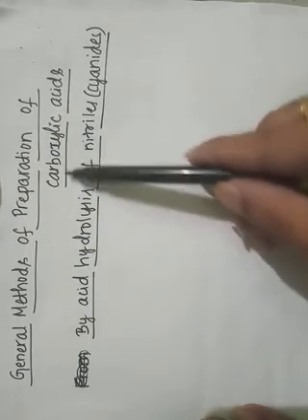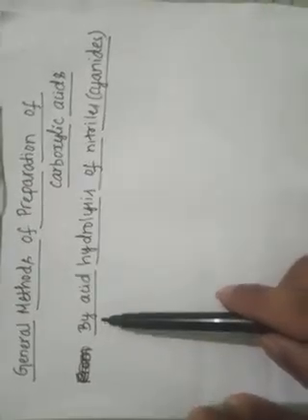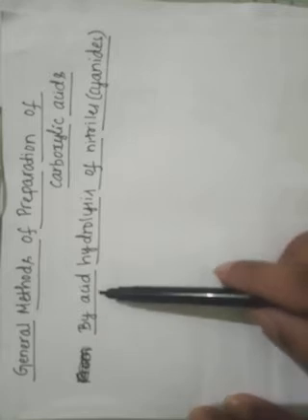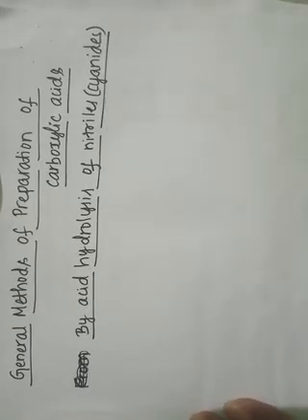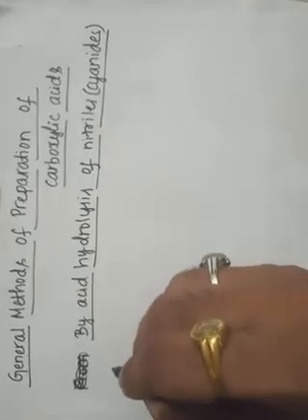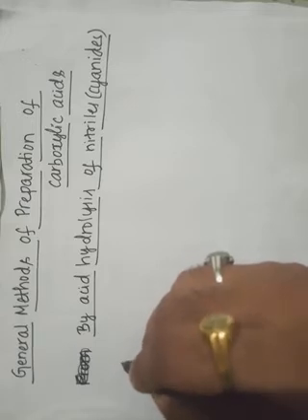Hello dear students, let us discuss the general methods of preparation of carboxylic acids. Under that, let us discuss the preparation of carboxylic acids by acid hydrolysis of nitriles, that is, cyanides. The nitriles or the cyanides give the corresponding carboxylic acids on hydrolysis in acidic solution.